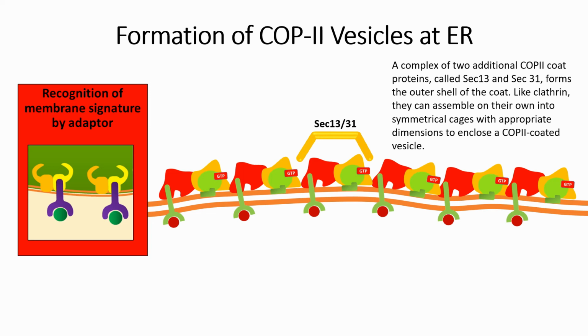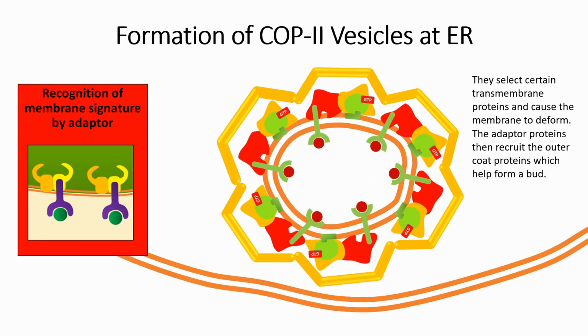A complex of two additional COP2 coat proteins called SEC13 and SEC31 forms the outer shell of the coat. Like clathrin, they can assemble on their own into symmetrical cages with appropriate dimensions to enclose a COP2 coated vesicle. They select certain transmembrane proteins and cause the membrane to deform. The adapter proteins then recruit the outer coat proteins, which help form a bud. A subsequent membrane fusion event pinches off the coated vesicle.